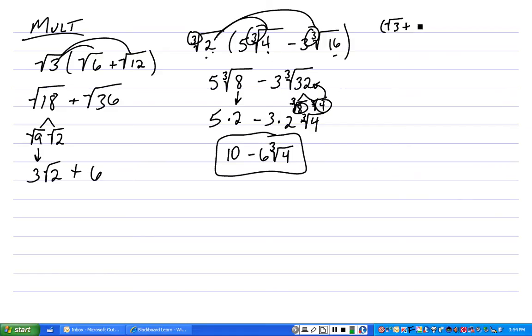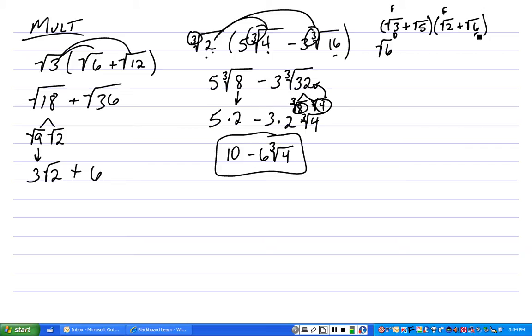square root of 3 plus square root of 5 times square root of 2 plus square root of 6. Alright, now I mentioned at the beginning that we treat the multiplication of radicals similar to how we would for polynomials. So really what we're looking at is what you would think of as a binomial times a binomial. Alright, so FOIL. So you could say first times first, so square root of 3 times square root of 2 is square root of 6.